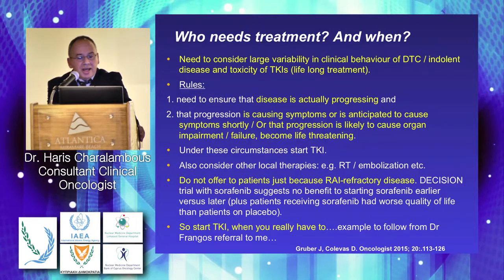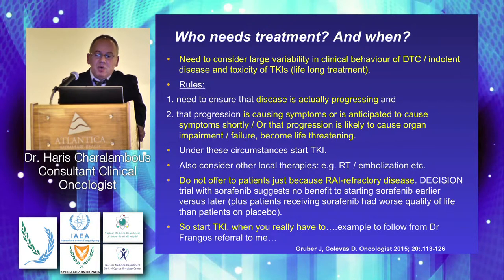So, okay, who needs treatment and when? So I think the rules are make sure that the disease is actually progressing and the patient is symptomatic. And if it's not symptomatic, it's somebody that you are worried by the next time you see them, they're going to be symptomatic or in trouble with imminent organ impairment, etc.